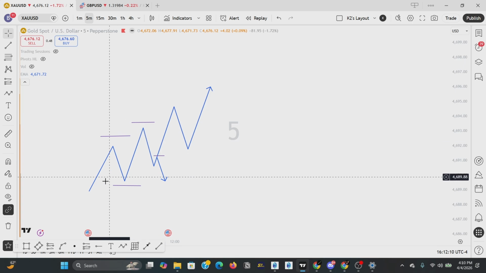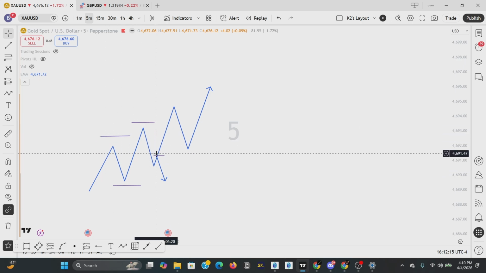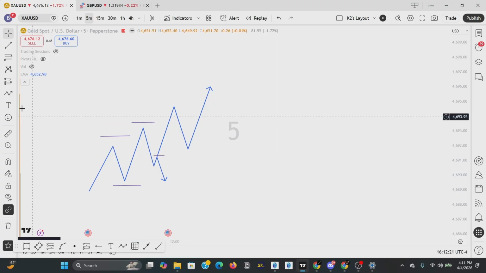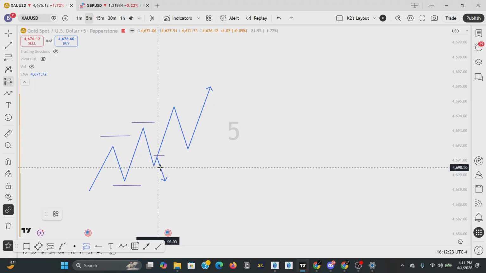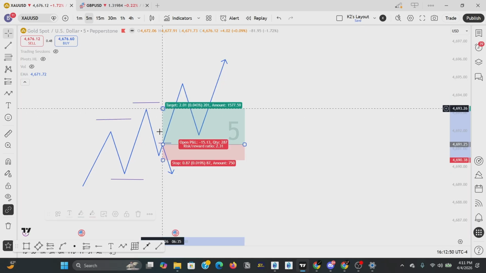You know what I'm saying? The uptrend is no longer valid because now it's made a lower high and it's continuing on down, right? So that's where I would set my stop loss at. It would be right here. I would set my entry here. This is what my trade would look like, right?